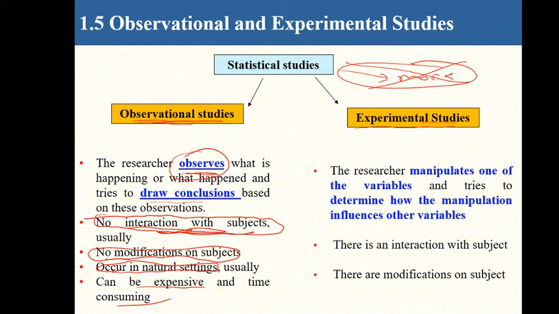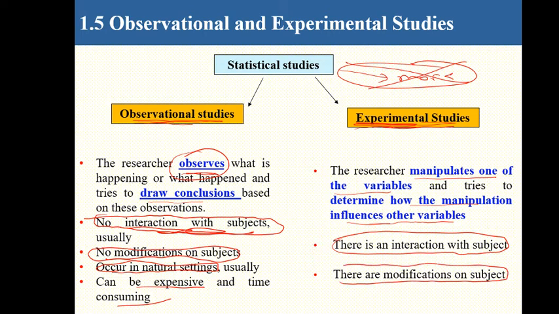But when it is an experimental study, experiment means tajruba here. So when you're doing an experiment, of course you have to do something to the subjects. You have to manipulate the variables and then try to determine how the manipulation influences the other variables. And there's an interaction with the subject. For example, you give a drug to people and you check their blood pressure or sugar level or some other thing. So you're doing an experiment. And of course, there will be some modifications on the subject, and this is what you want to see.